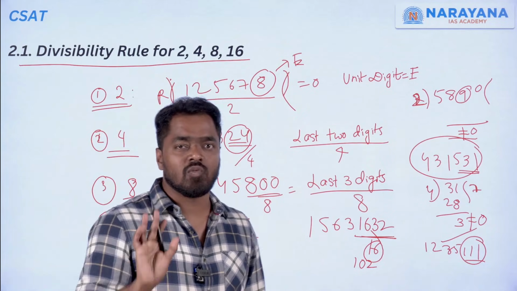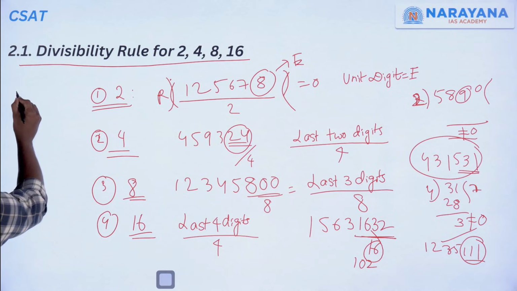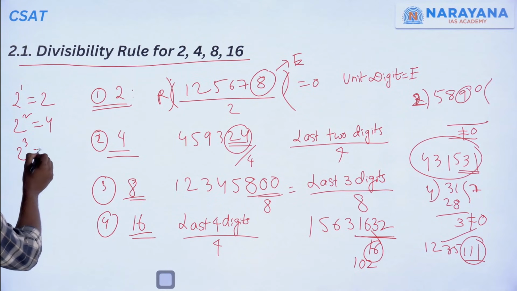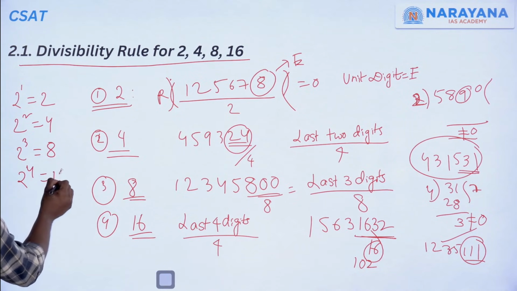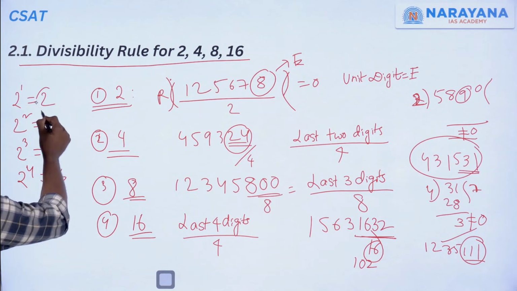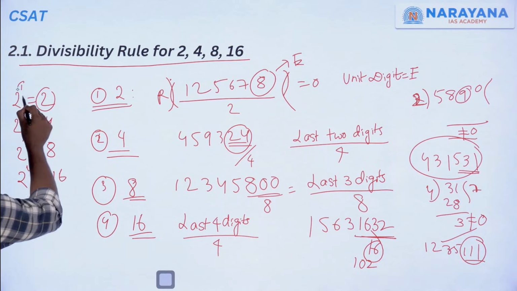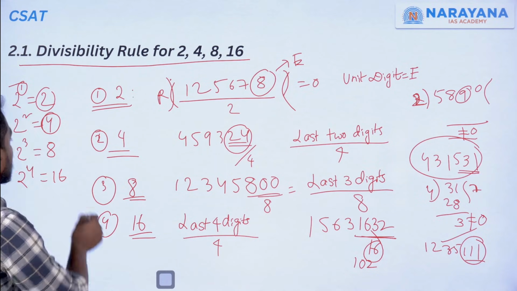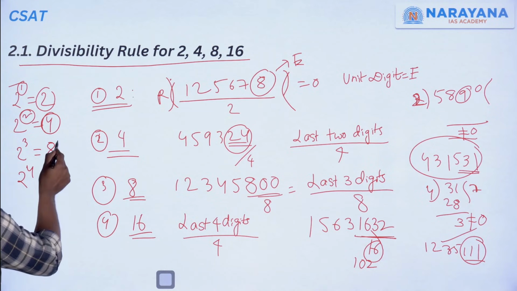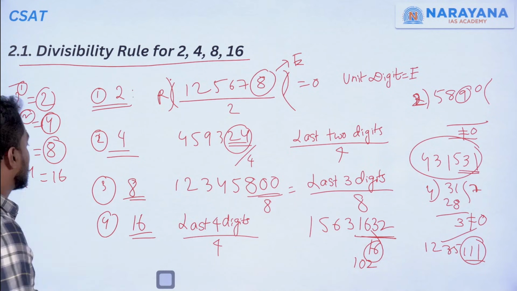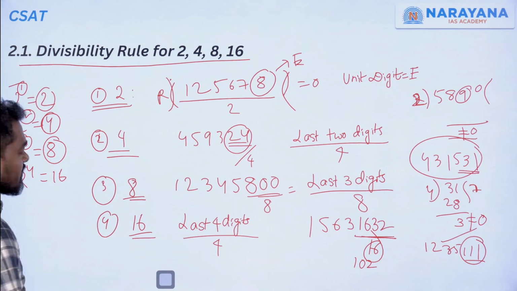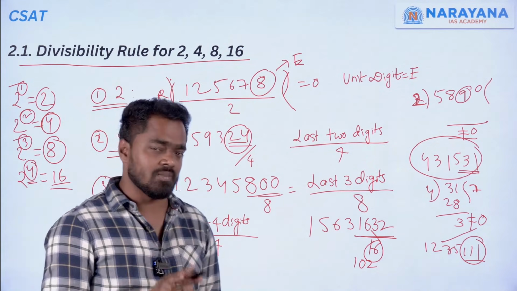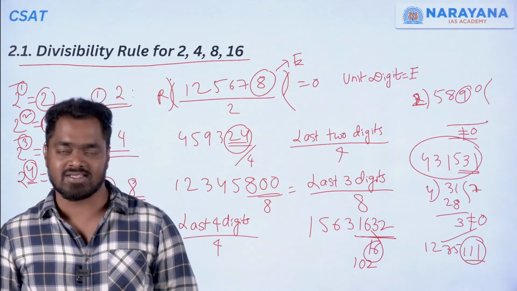Also, you can understand one pattern here. 2 power 1 is 2, 2 square is 4, 2 cube is 8, 2 to the power 4 is 16. So to check whether a number is divisible by 2, you have to check the unit digit. For 4, you take the last 2 digits. For 8, you consider the last 3 digits. For 16, you consider the last 4 digits. In this way also you can remember the divisibility rules of 2, 4, 8, 16.